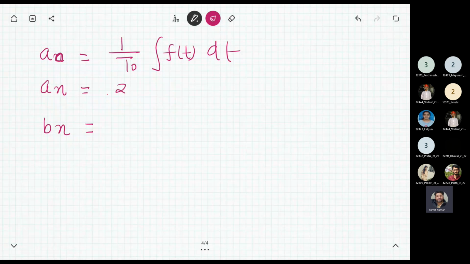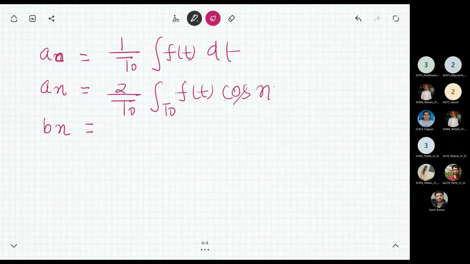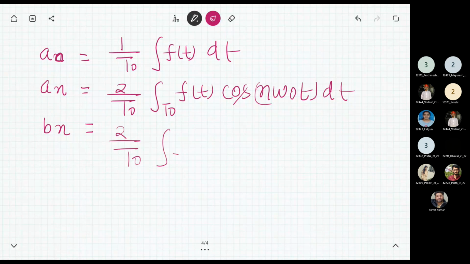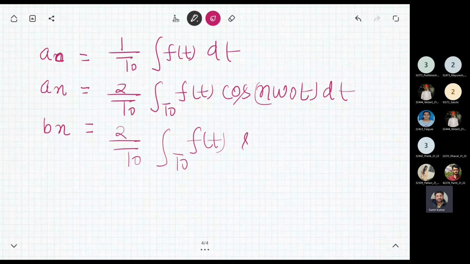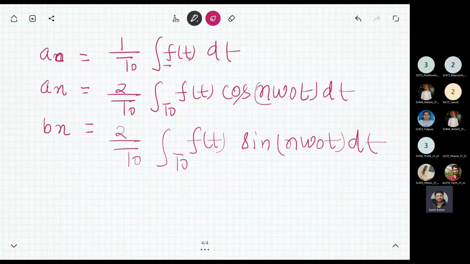And this turns out to be 2 by T naught, integration over the period of T naught, f(t) cos(n omega naught t) dt, and then after that you have 2 by T naught, f(t) sin(n omega naught t) dt. All of these are integrations over a period of T naught. So these are all the formulas that we have, and let's start solving some problems, and then after that we will see how to do this pretty quickly.